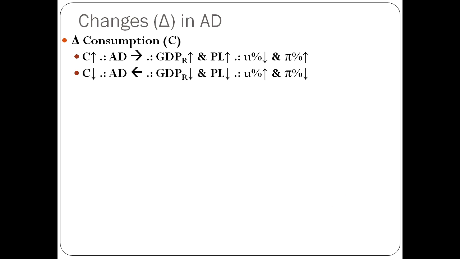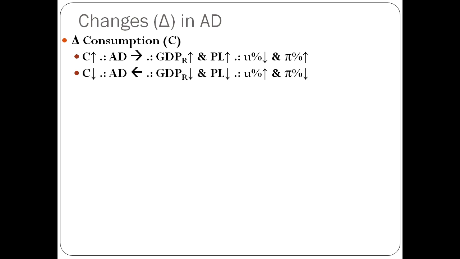Now, let's say we lowered consumption. That would imply that aggregate demand shifts to the left. And if you put that on a graph, you'd see that real GDP falls and the price level falls in that situation. That's going to imply that the unemployment rate is going to go up and the inflation rate is going to go down. So remember that unemployment is going to move the opposite way of real gross domestic product.